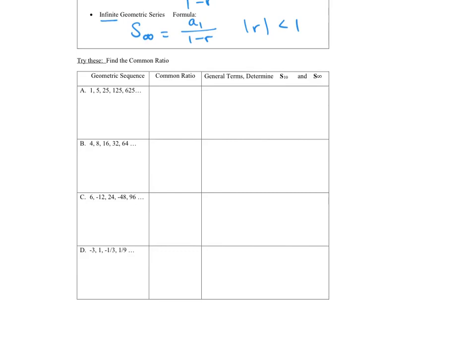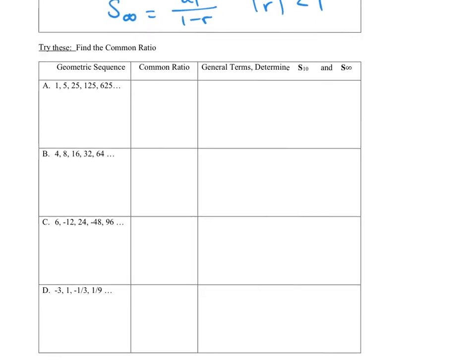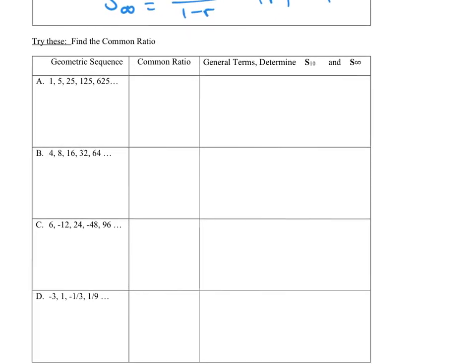So in the first sequence, I'm going to blow this up a little bit so we have a little more space. We see that we go 1, 5, 25, 125, 625. And so we want to identify the common ratio. What are we multiplying by? The answer is 5. The general term is a sub n equals a1, which is 1, times 5 to the n minus 1.